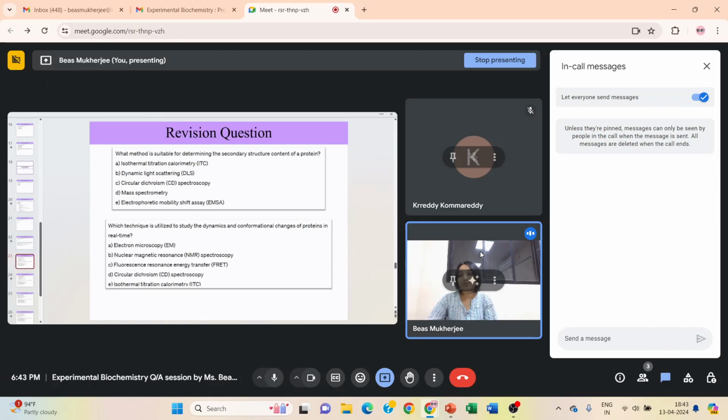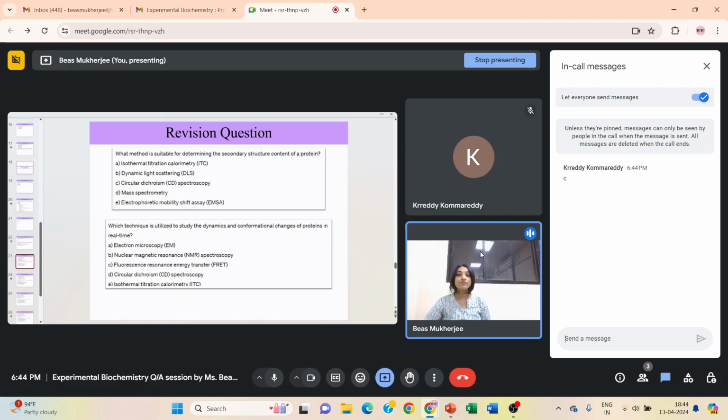So what method is suitable for determining the secondary structure content of a protein? So first option is isothermal titration calorimetry. The second option is dynamic light scattering. C, right, circular dichroism spectroscopy. Fourth option is your mass spec, and fifth option is electrophoretic mobility shift assay. To find out the secondary structure of protein, very good, circular dichroism is the right answer.